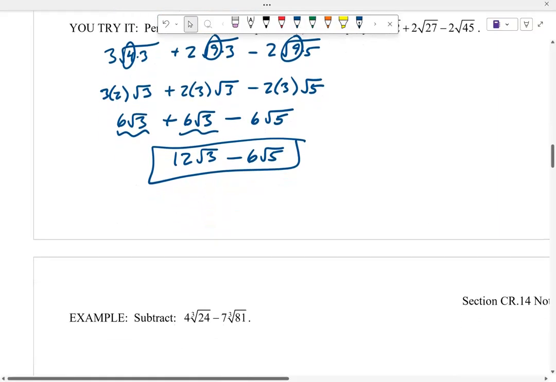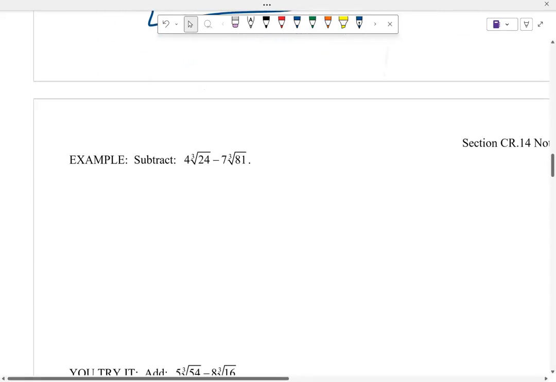And let's do some third root now and see if we get some like radicals on this. So I'm thinking on this next one, I've got a 24.